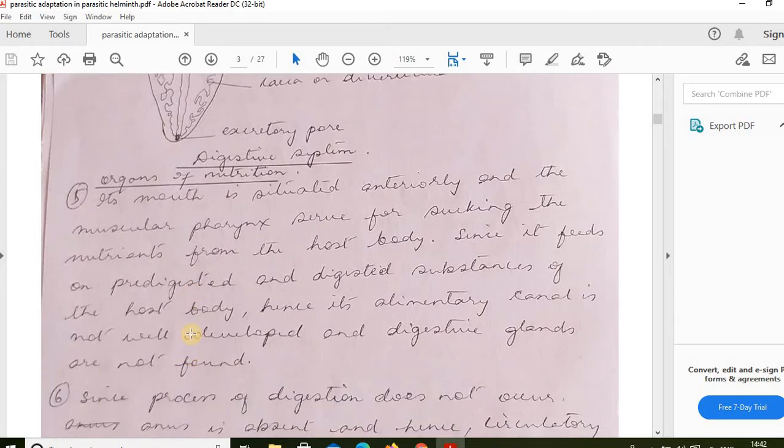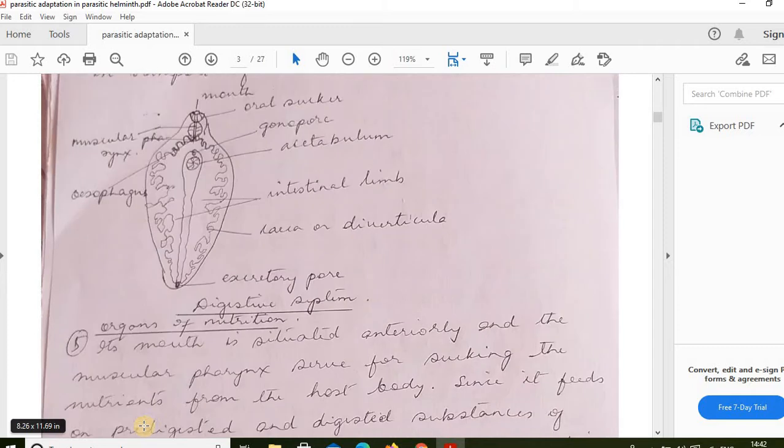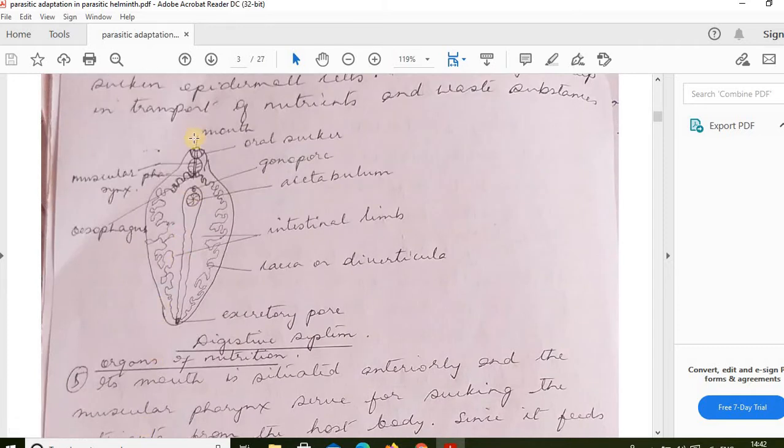since it feeds on pre-digested and digested substance of the host, hence its alimentary canal is not well developed and a digestive gland is not found. So you'll see here this mouth is connected to the pharynx, which is muscular and helps this mouth to suck the nutrition with the help of this oral sucker. They stick to the host.